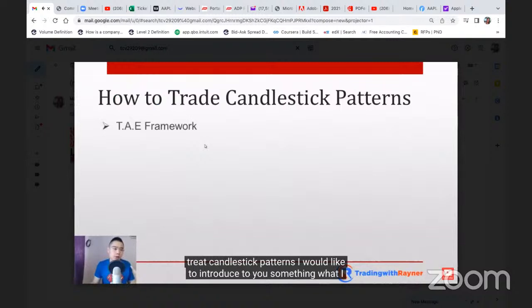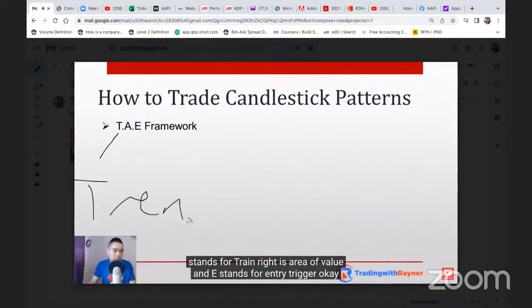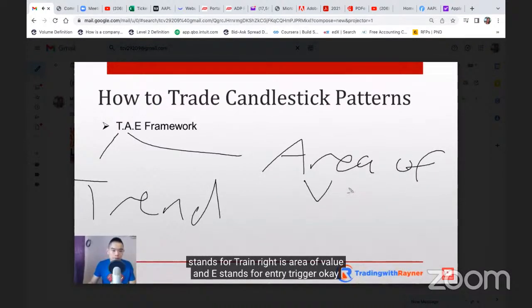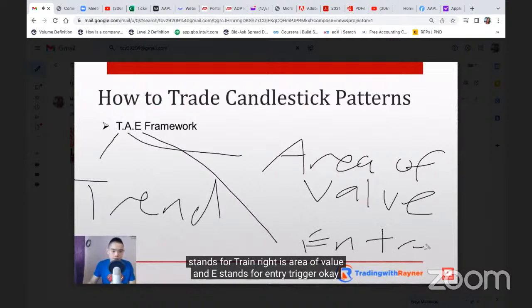I would like to introduce to you something I call the TAY framework, the TAY framework, all right? So what is TAY? TAY stands for trend, A is area of value, and E stands for entry trigger. Okay, so when you want to trade candlestick patterns, remember these three things: the trend, the area of value, and the entry trigger. So now, before I can dive into this framework and this methodology, I need to explain to you what is entry trigger.